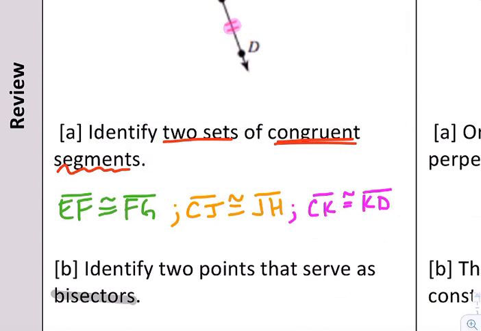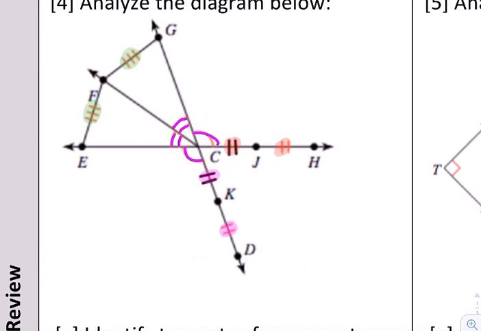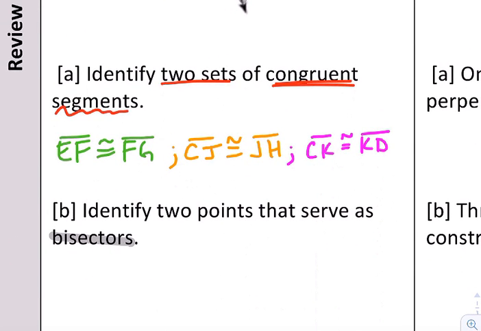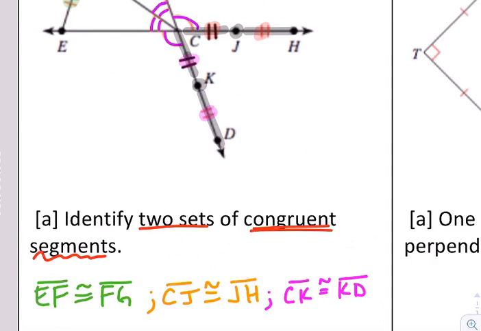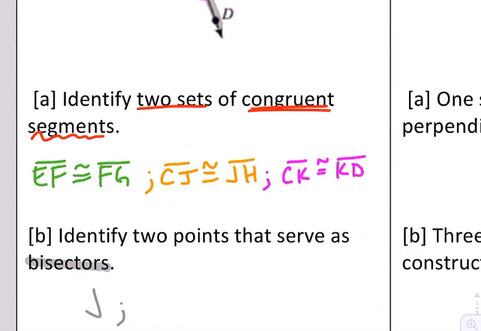Now bisectors are something that cut a single thing in half. And so we're looking at this diagram. Certainly J is going to serve as a bisector because we have congruent pieces to the left and right of J. In the same way, K is going to serve as a bisector because we have congruent segments to the left and right of K. So I'm going to go and get those 2 answers down right away. Oops, I forgot what they were. J and K. Huh, how ironic. So J and K are 2 bisectors.